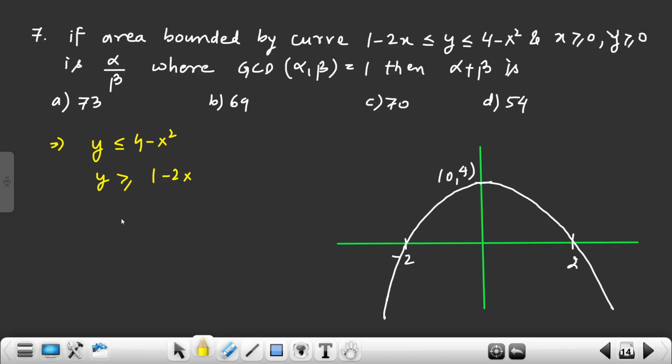Now when x is 0, y value is 1, right? Now let's suppose here, and when y is 0, x value is 1 by 2. Now let's suppose here, now one line is going something like this, and x greater than 0, y greater than 0. So basically they want an area in the first quadrant, so this area they want.